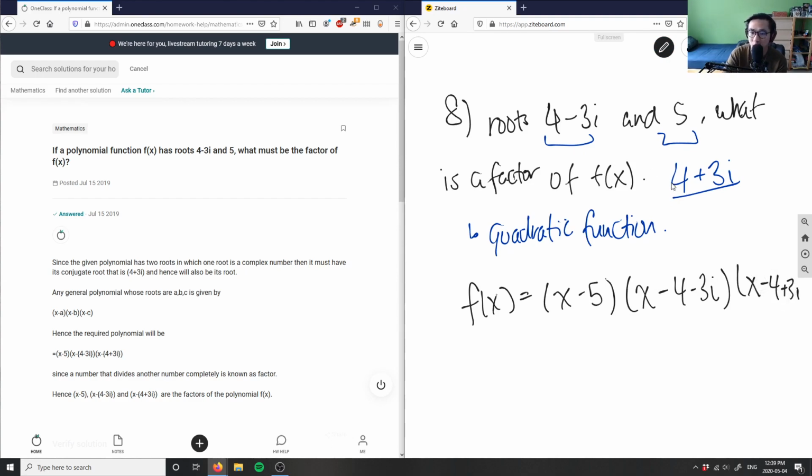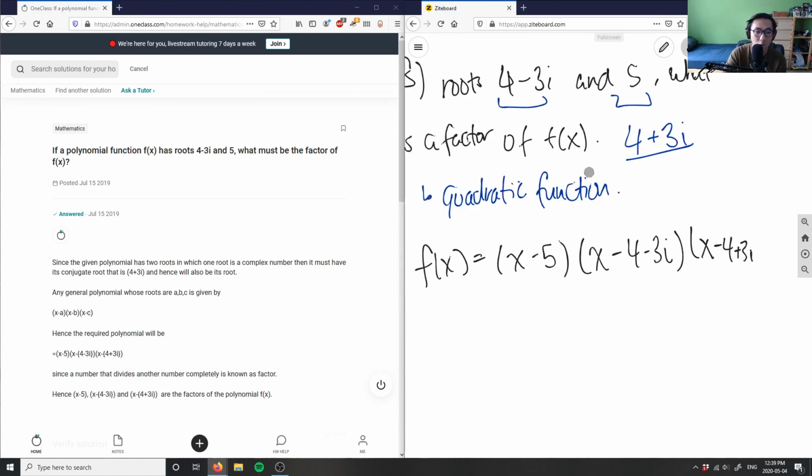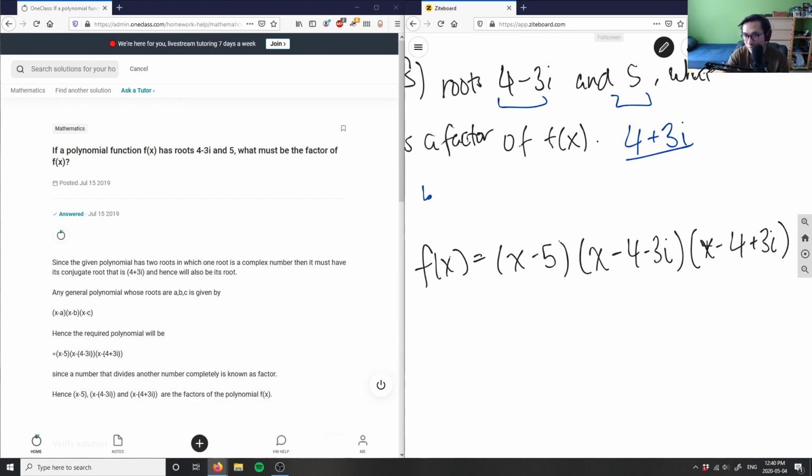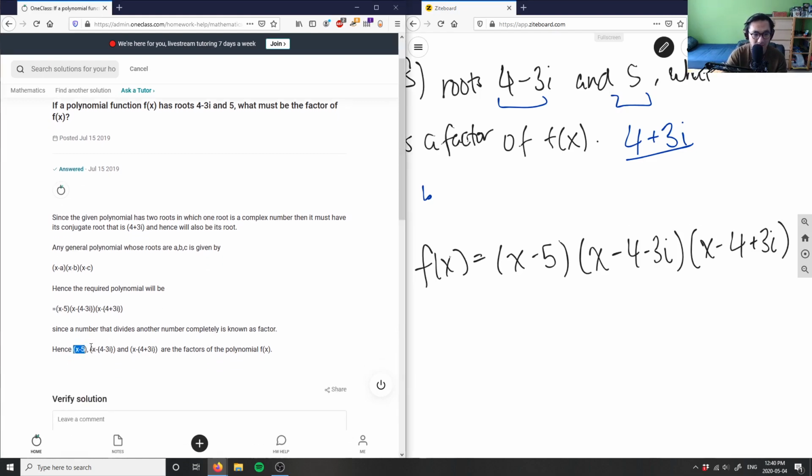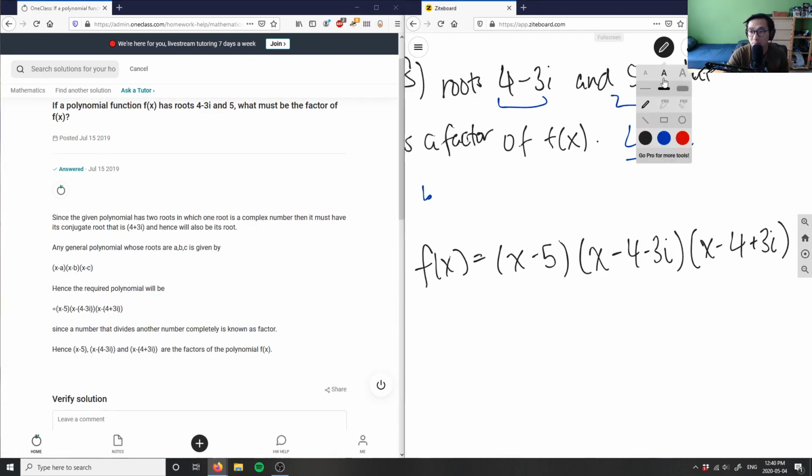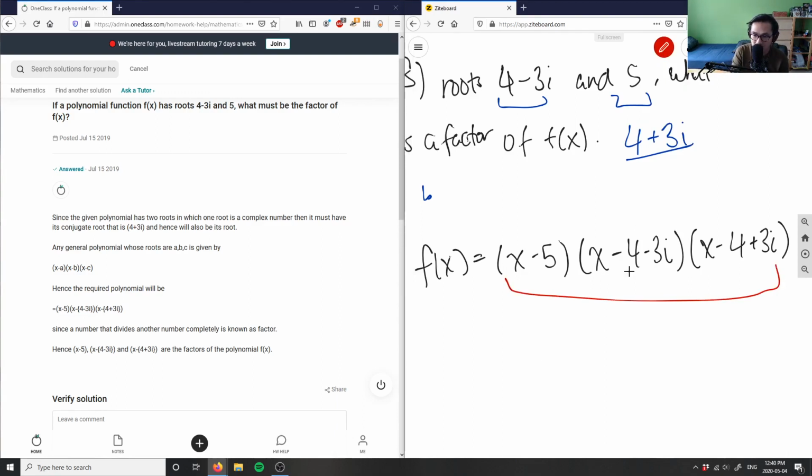So this here is our polynomial solution, and this will not be our quadratic now. This will now be a cubic function because of the inclusion of the third root. Or it could be a cubic function, but we don't really know in this case. So this is 4 plus 3i here. And these are the factors of the polynomial. As you can see, x minus 5, x minus 4 minus 3i, and x minus 4 plus 3i are factors of the polynomial. So these are all factors of the polynomial function. So this solution is correct.